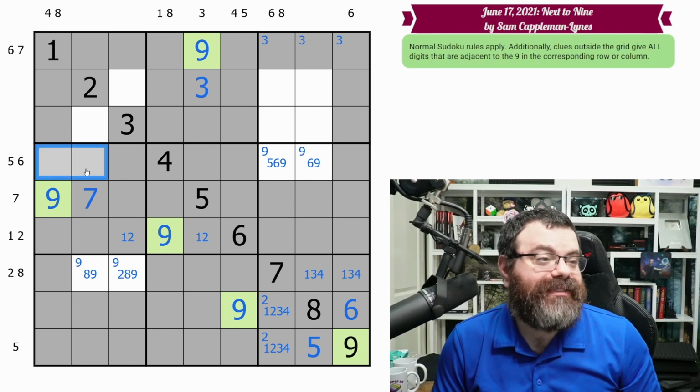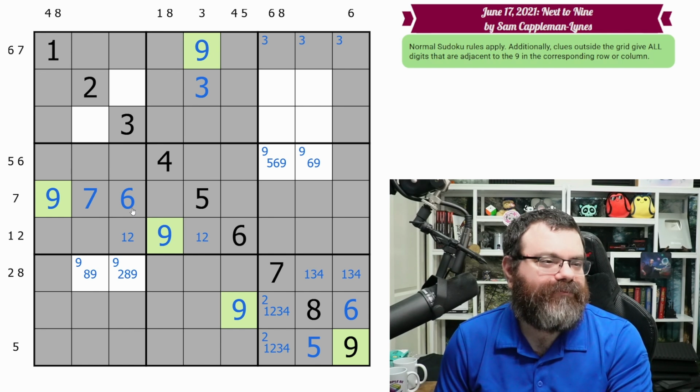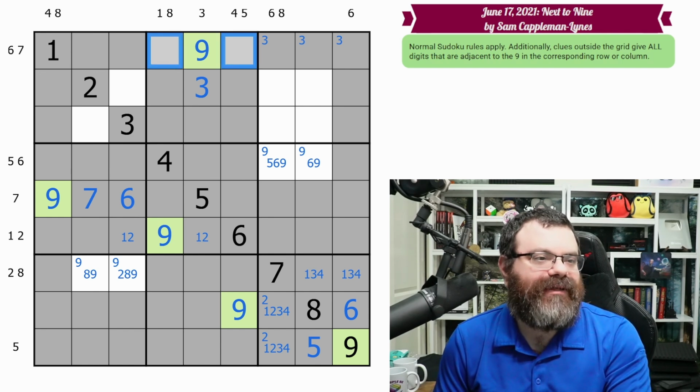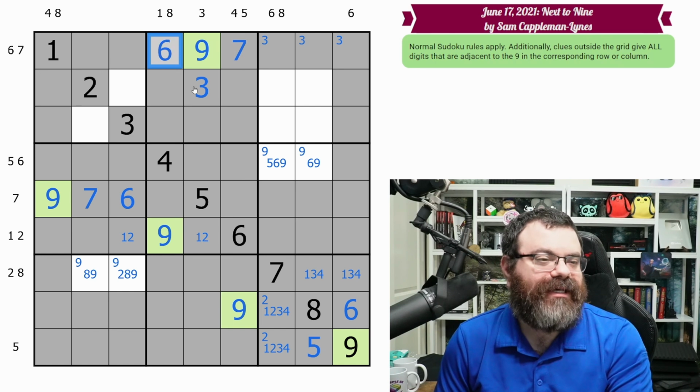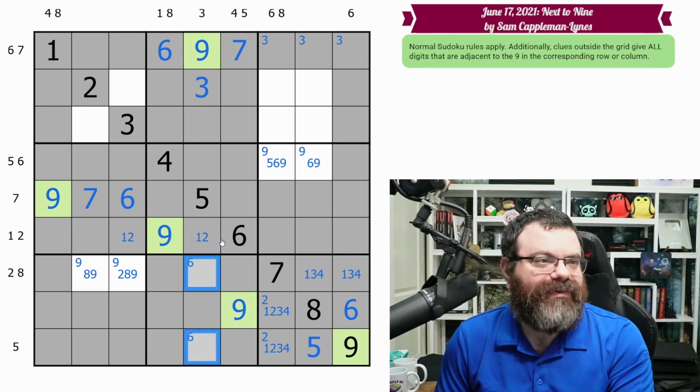Oh, actually, let's do the 6. The 6 isn't in these 3 cells because it's next to the 9. The 6 isn't here, so that places the 6 in this box. Oh, this 9 is surrounded by a 6, 7. I should have done that. That's our 7, that's our 6. Easy to miss things, apparently. Just for me, there's a 6 in one of those, too.